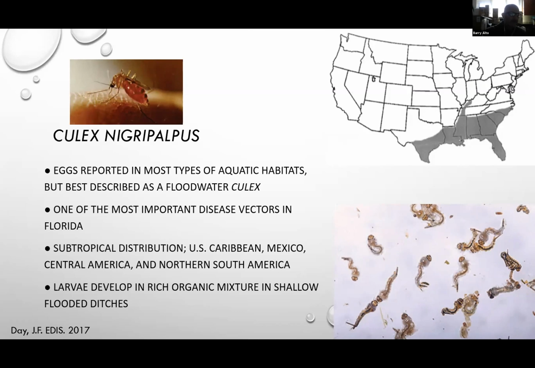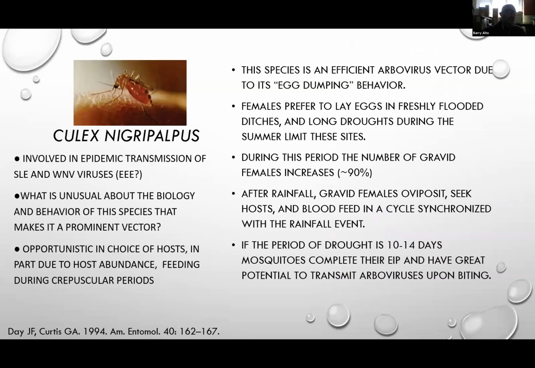One of the most important disease vectors in Florida, and it is a disease vector of St. Louis encephalitis virus and West Nile virus. It has a subtropical distribution. It's found in the US, the Caribbean, Mexico, Central America, and parts of North South America. And the larvae develop in rich organic mixtures in shallow flooded ditches. Culex nigripalpus is involved in epidemic transmission of SLE and West Nile virus, and possibly it may have some involvement in Eastern equine encephalitis virus.